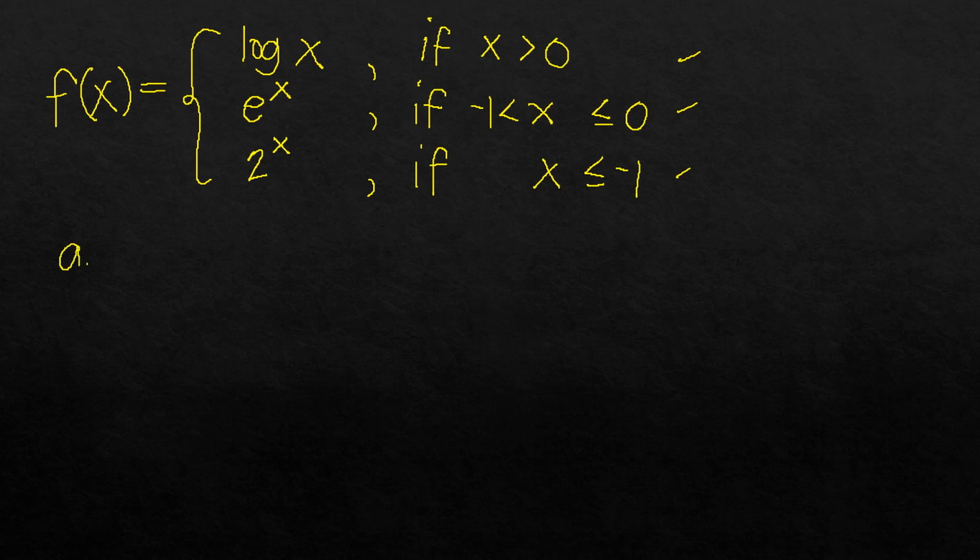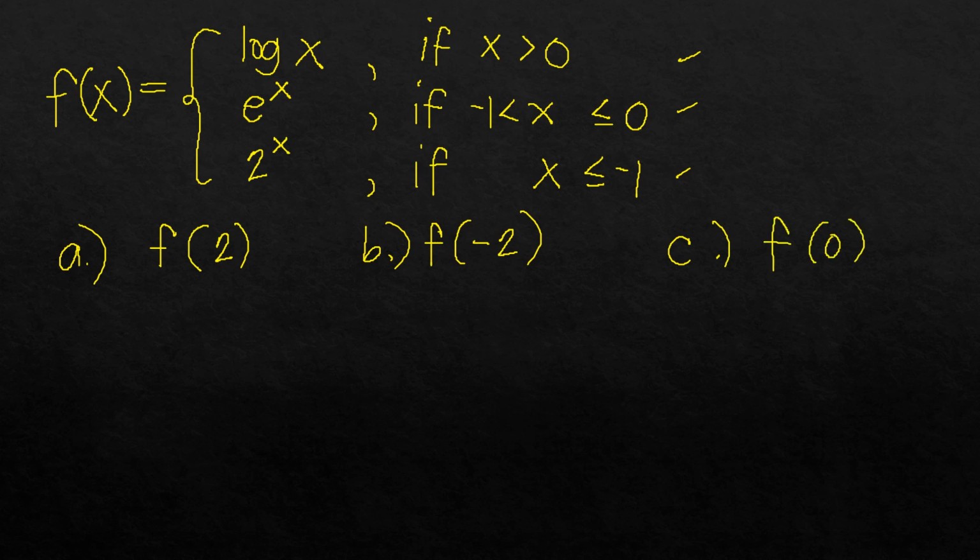And let's try to answer what is f of 2. Okay, what is the value of f of -2? And what is f of 0? Okay, let's start from answering f of 2. So the first thing we need to do is to again identify what interval is being satisfied by x that is equal to 2, and that is obviously on the first subfunction, the logarithmic function. So we are now using f of x is equal to logarithm of x. We let x be equal to 2, so we have f of 2 is equal to logarithm of 2.